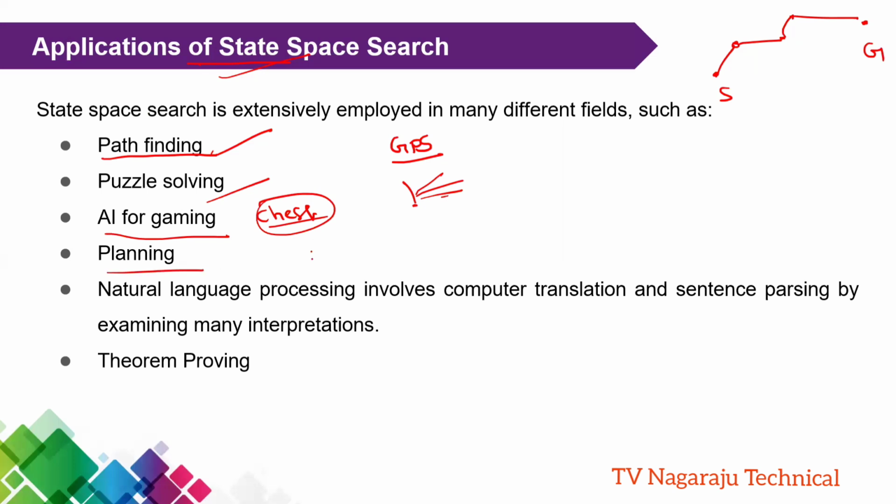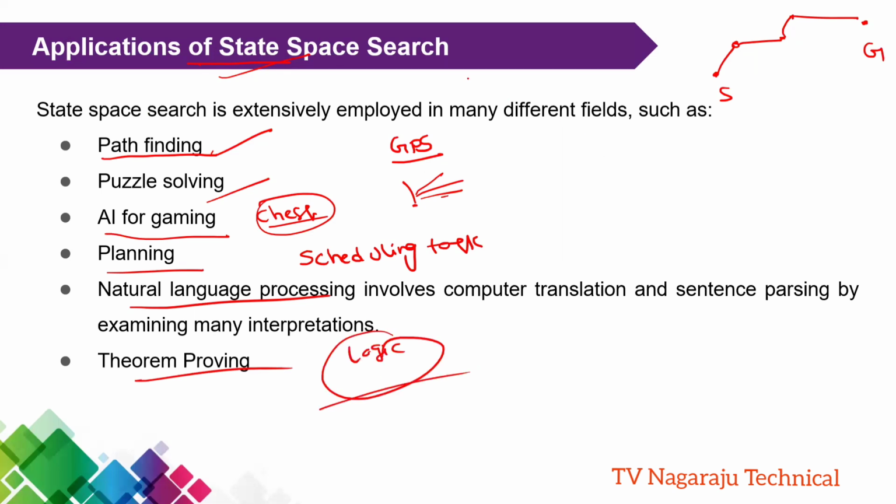Planning means, for example, scheduling tasks. Automated scheduling of tasks, such as in robotics, where the robot wants to do a particular operation. We also use it in natural language processing, and theorem proving, which is simply logical proofs. In all these situations we are using state space search.